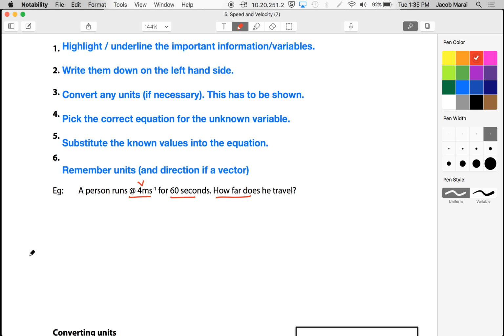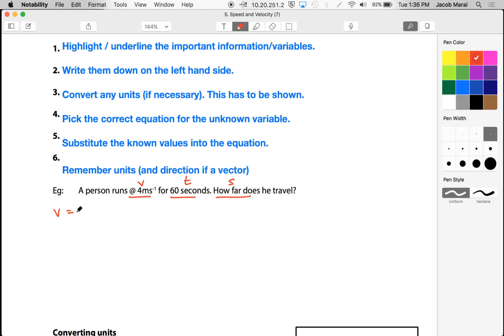It's V, it's the velocity. 60 seconds, is that T or S? T. How far? Is that S or is that S? Yes. It's S. So that's step 1. Now, for now, we're going to underline them, and I'd like you to identify which variable. As you get better at this, you don't have to identify the variable.